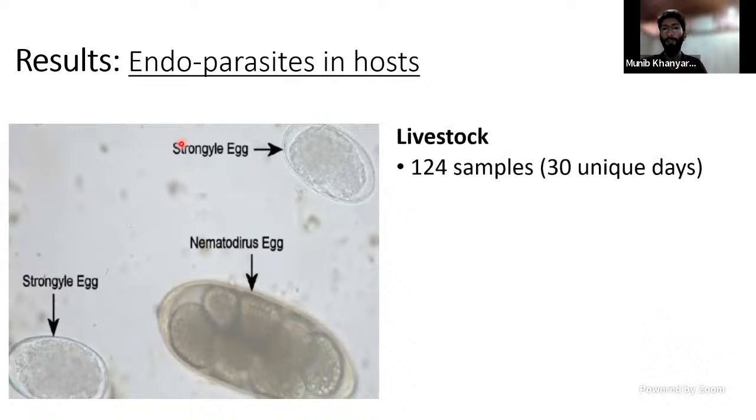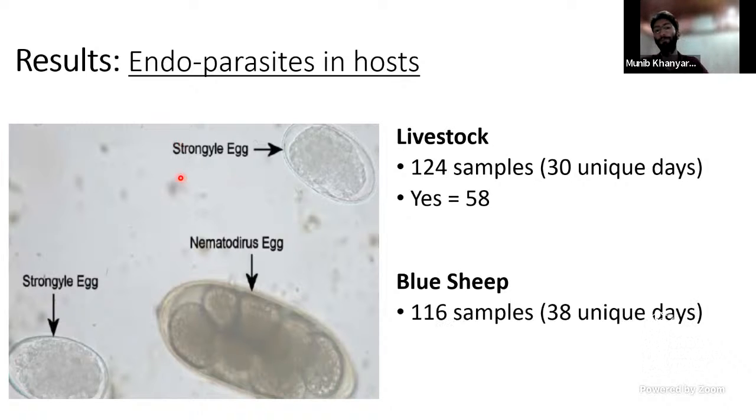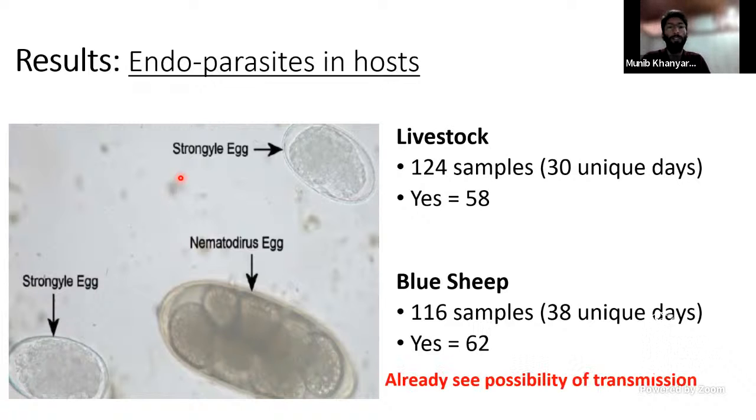So just some background data: we had about 124 samples from 30 unique days. Of these 124, at least 58 had strongyle eggs. For blue sheep, we had about 116 samples from 38 unique days, and I'll explain why unique days are important in a bit. And 62 of them had strongyle eggs. So already from this very basic analysis, we see that there is a possibility of transmission.